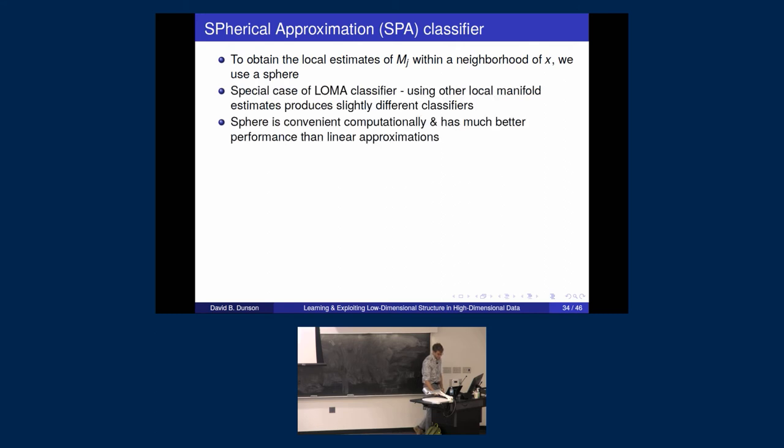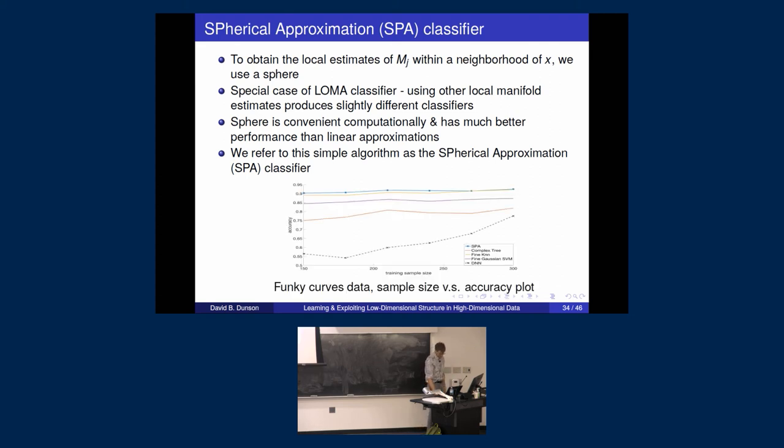So we use the sphere. We could use other things locally. We could use local linear, but we use spheres because we're into spheres. So here shows some results. This is for that funky curves example. So we compared it to everything that we could find. So we took a suite of classifiers in MATLAB. There was 30 different classifiers. And I'm showing the best of our competitors. Our thing we call SPA, or spherical approximation.